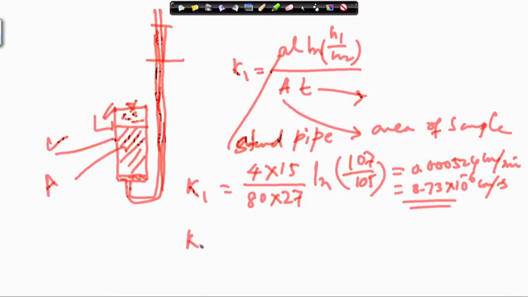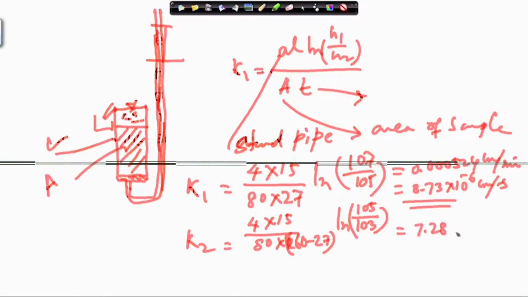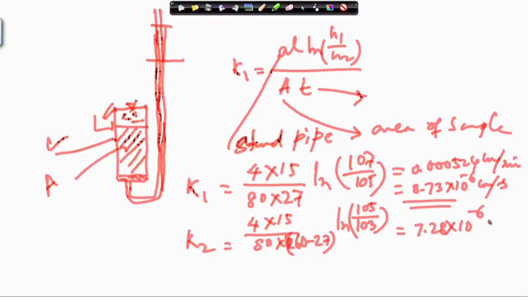Similarly, I can consider K2. K2 is what? I consider the observation between 2 and 3, that means the reading at 27 minutes and the reading at 60 minutes, the difference of these two. This quantity will be the same, 4 into 15 divided by 80 into, this will not be 27, this will become 60 minus 27, and ln, 105 was there at 27 minutes and 103 at 60 minutes. If I do this, it gives the K value 7.28 into 10 to the power minus 6 centimeter per second.